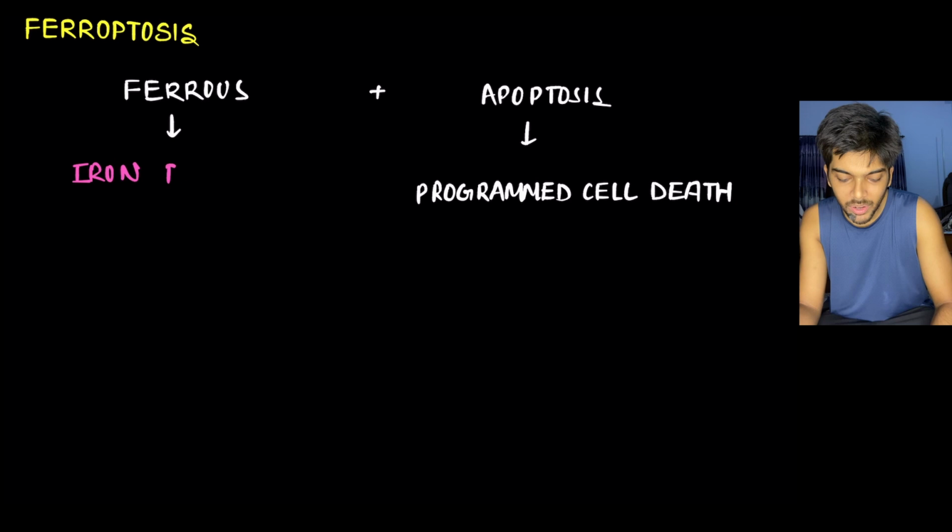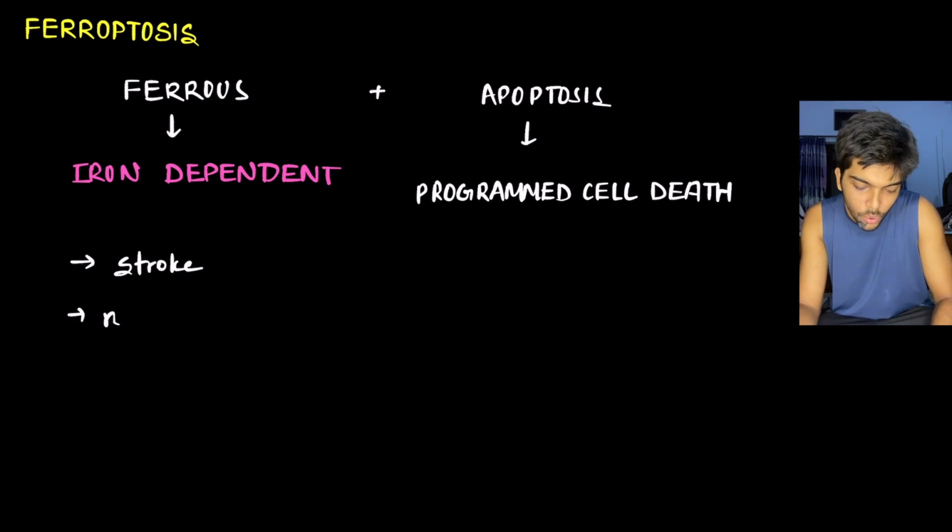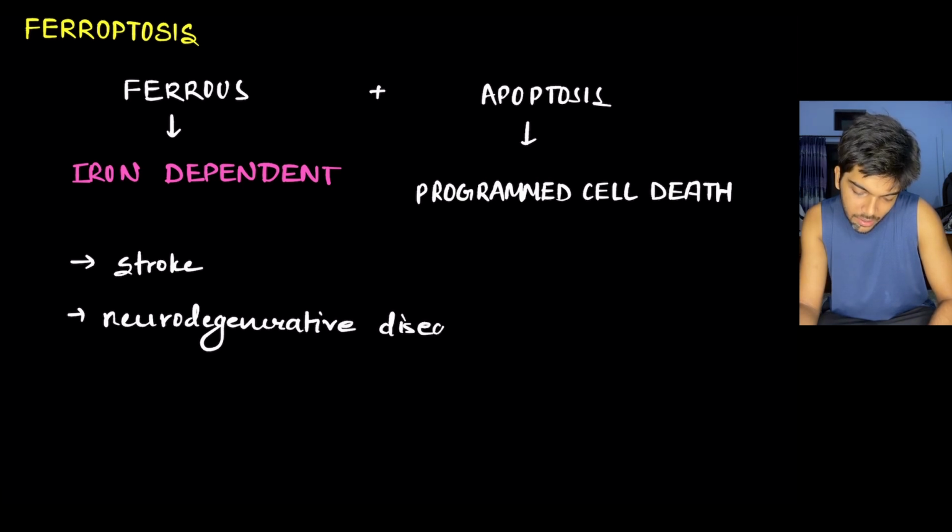So what is FERROPTOSIS? It is iron dependent programmed cell death. FERROPTOSIS is seen in cells in cases like stroke, neurodegenerative disease, and cancer.